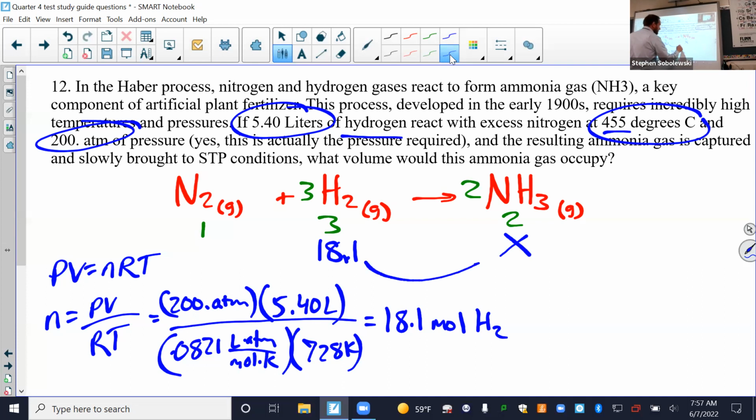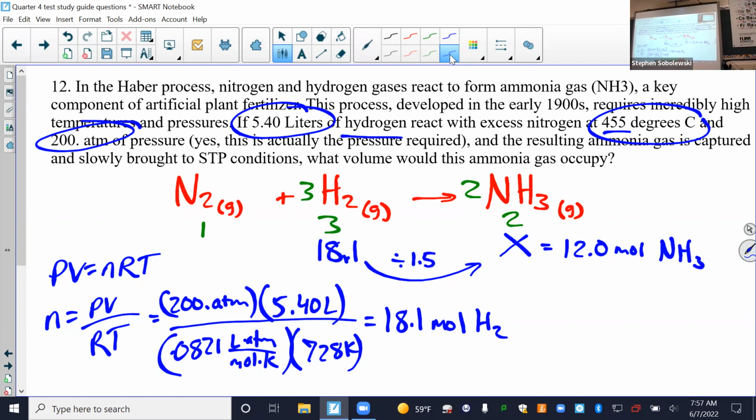So what's my mole ratio here? It's 3 to 2. So we're going to divide by 2 and multiply by 3. Yes, or the way I would say it is divide by 1.5. So divided by 1.5 gives us 12.0. That's what I get, 12.046. I'll call it 12.0 moles of NH3.